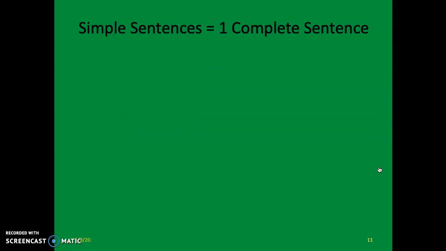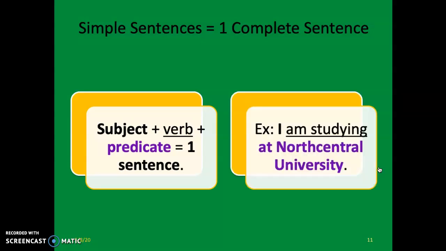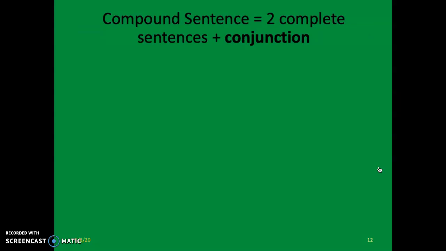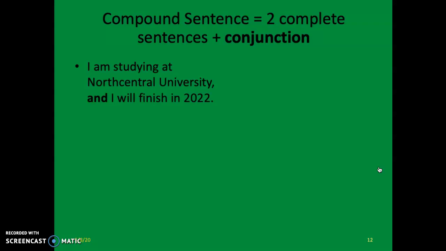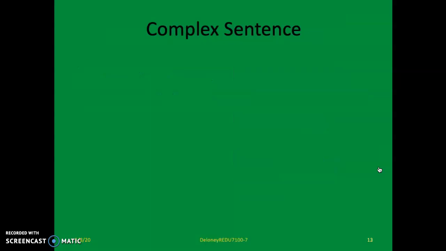All right. So there are three types of sentences. There's the complete sentence, which we know has typically a subject, a verb, and a predicate. So here's an example. All right. Then there is a compound sentence, which is a combination of two complete sentences that's joined by a conjunction. You'll see the conjunction and here. All right. But these are two independent sentences put together with that one conjunction.